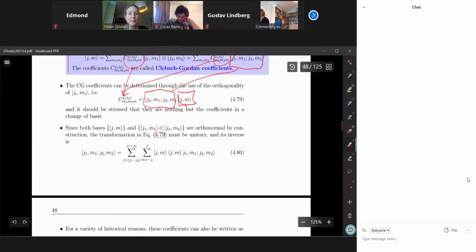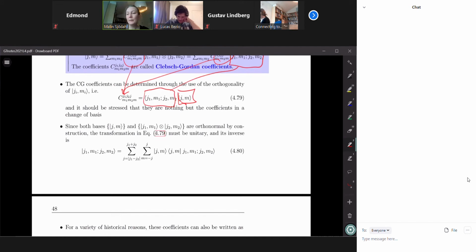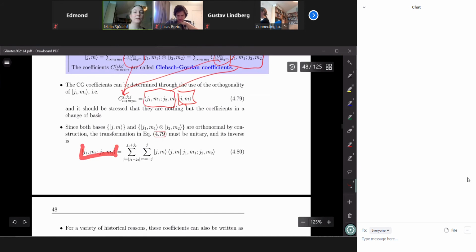And then also, using that both bases are orthogonal, we can find the inverse transformation matrix or inverse Clebsch-Gordan coefficients. Clebsch-Gordan coefficients are then the coefficients in the change of basis matrix. And if we want to go to a state J1, M1, J2, M2, then we can do so by just inserting a big 1.